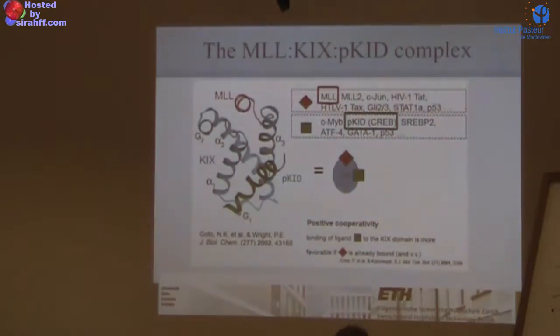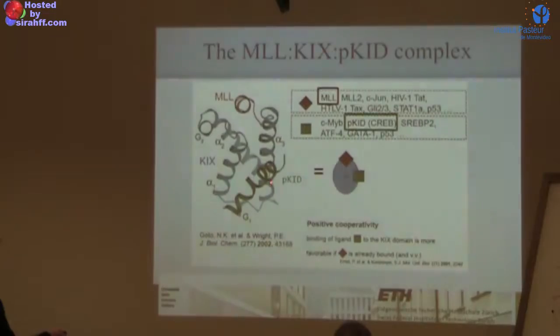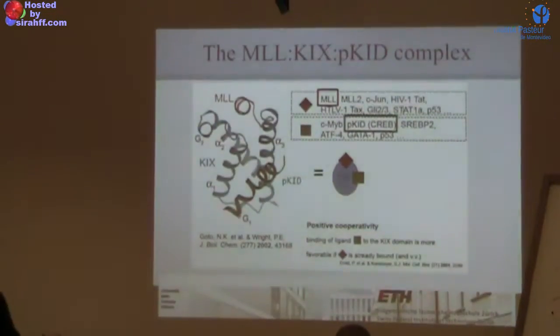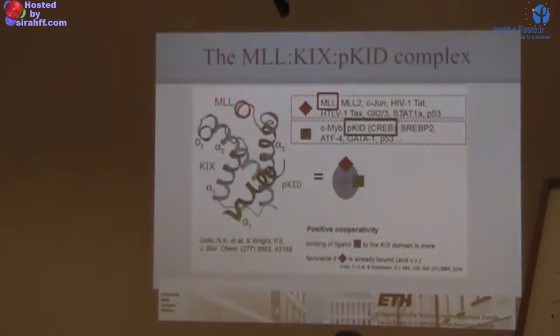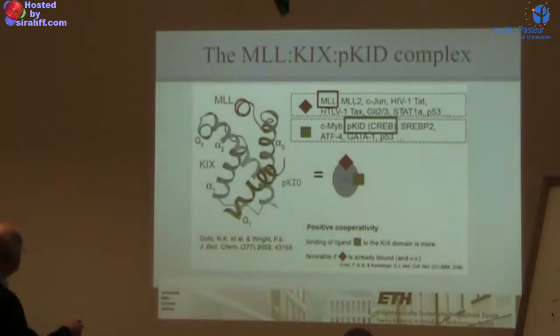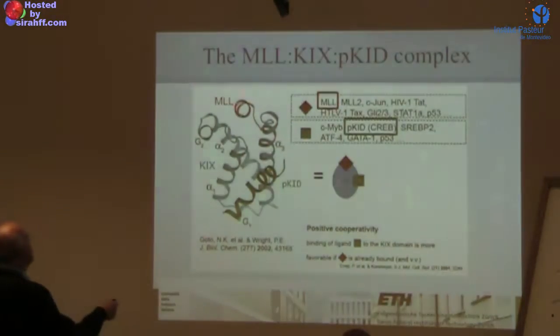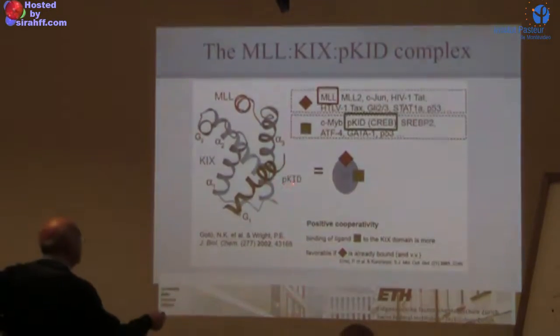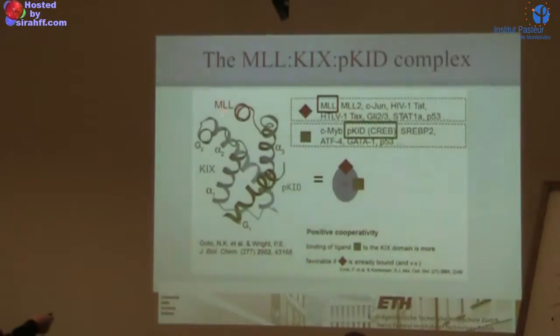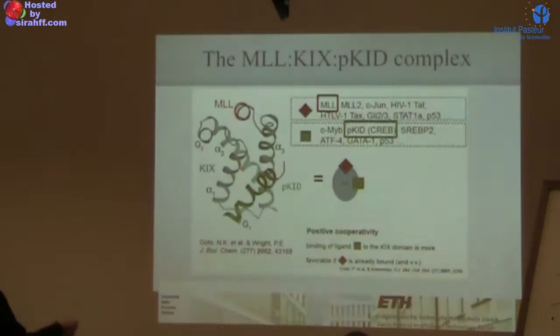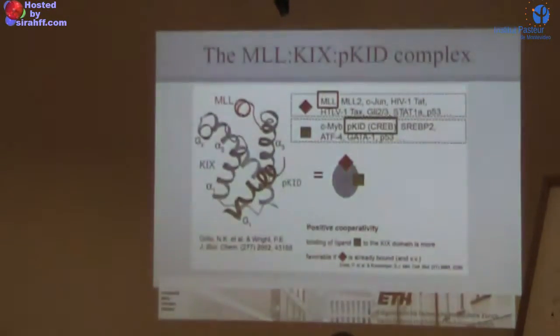Okay, so this is the KIX, the blue thing. It's made of three alpha helices, alpha 1, alpha 2, alpha 3, and two flexible loops, G1 and G2. Now, the allosteric site is up here, and to the allosteric site we bind this small protein, MLL, and the affinity of the KIX to this other protein, pKID, is varied depending on whether we have MLL or we don't. There is an increase of the affinity of pKID to KIX in the presence of MLL.